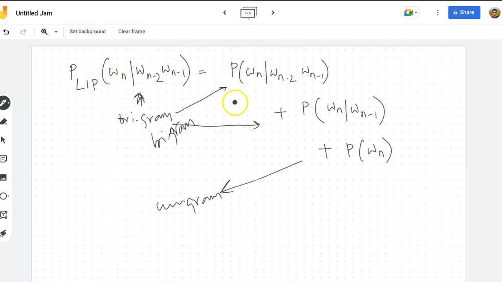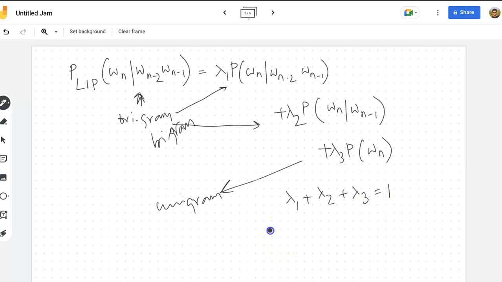So there should be some coefficient before adding those things. Suppose this is lambda 1, this is lambda 2, this is lambda 3. So they are summing three different n-gram probabilities with some linear coefficients. Now what is the constraint then? This lambda 1 plus lambda 2 plus lambda 3 should be equal to 1.